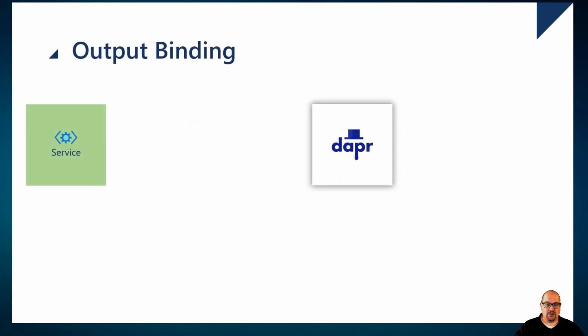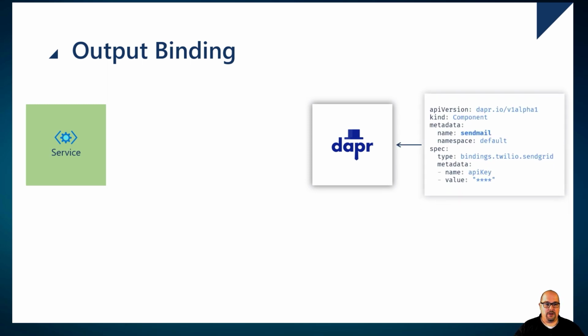For output bindings, it's a little bit different. So again, we have here the service, it's now on the left, and we have the Dapr sidecar that is started with the service. And the Dapr sidecar will get the configuration for the output binding in this case. And here we see where I'm using the Twilio SendGrid binding for sending email. The name is SendMail.